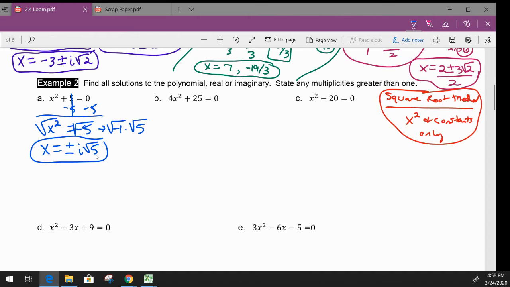And you can leave your answer like that, or in a lot of other textbooks, higher level textbooks, they're going to say square root of 5i with the i at the end. I will accept either answer.